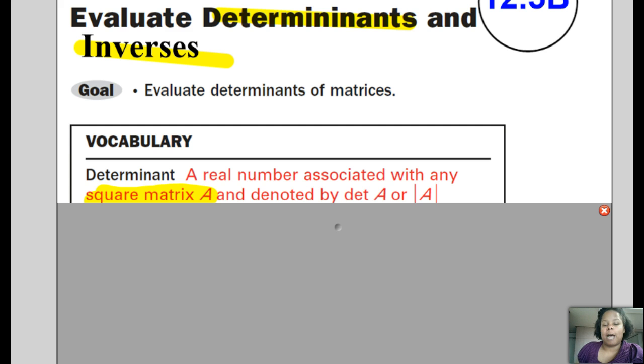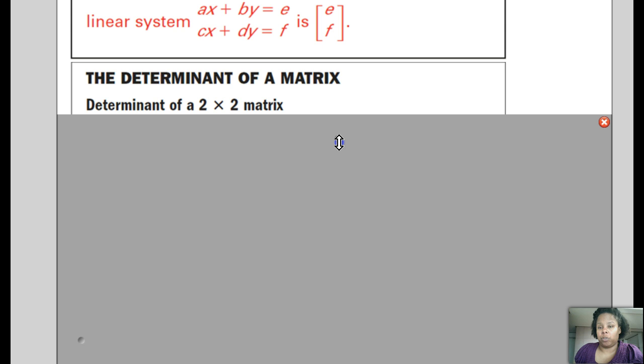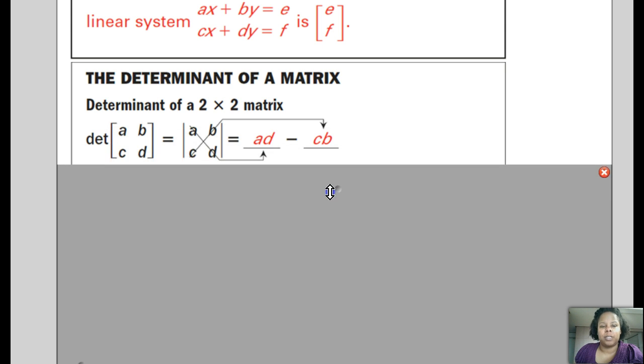So let's take a look at how we would calculate the determinant of a matrix. Now I'm going to show you two ways to compute the determinant of a matrix depending on the size of the matrix. Remember, matrices can only have determinants if the matrices are square. In other words, the number of rows is equal to the number of columns. So we're going to take a look at the first example, which is a 2 by 2 matrix.